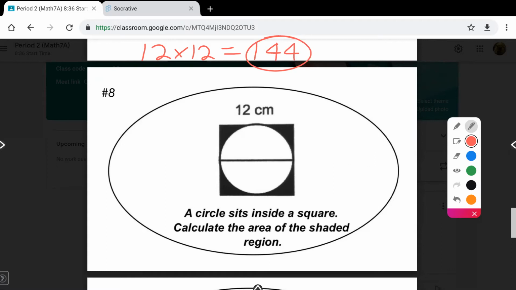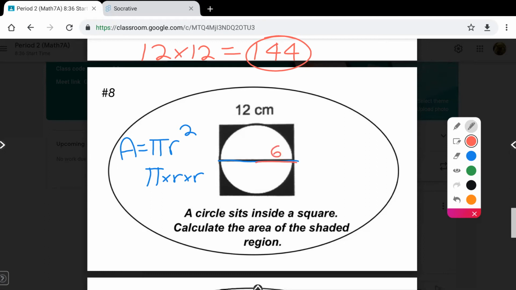Now, when you calculate the area of the circle, areas of circles are found by taking pi r squared. And remember what that means. That means pi times the radius times the radius. Now, 12 is not the radius. 12 is the distance all the way across this circle. What I need to know is halfway across it, so the radius is going to be 6.